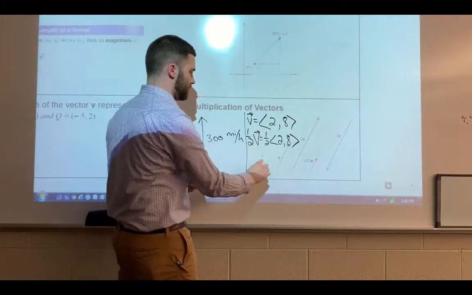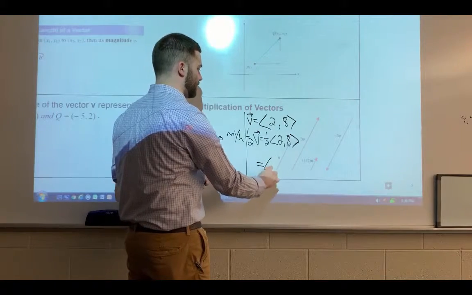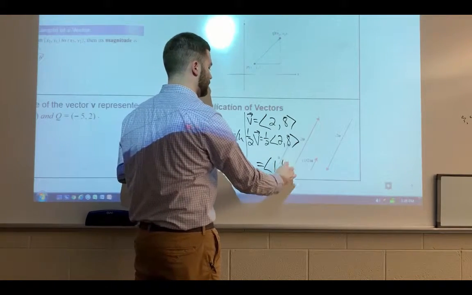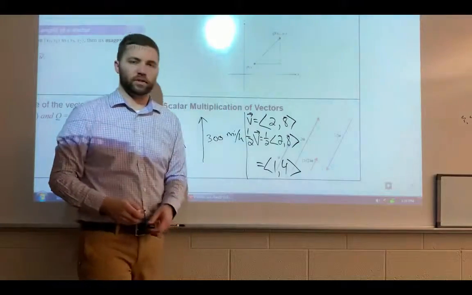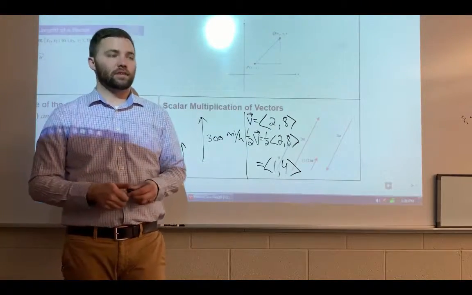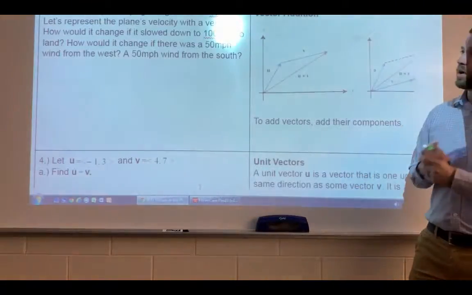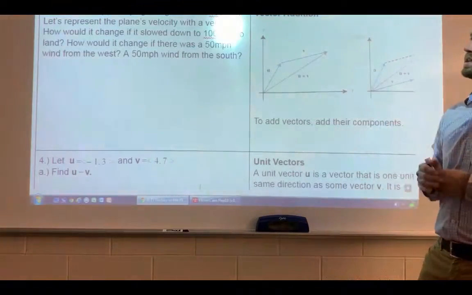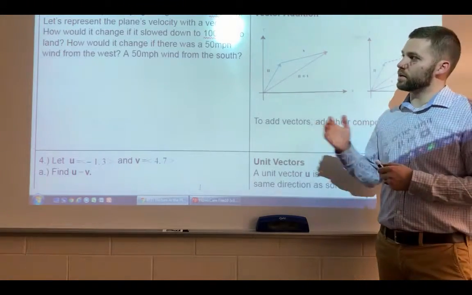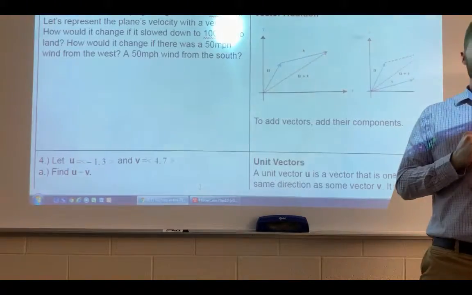Sorry, I'm running into the lines here. That will end up being 1, 4 for the vector, and that vector will be half as long in the same direction. Okay, so I want to go back to this other plane example to talk again about scalars, but then also lead into vector addition.